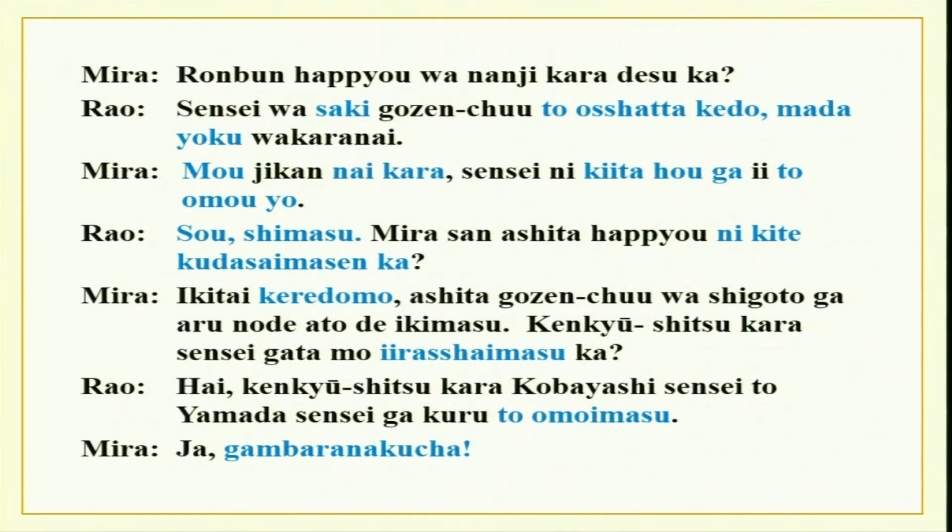So, you just heard the kaiwa, and I am sure you could understand most of it, but there is some grammar that we are going to do today. So, I will read it once to you. Kaiwa wa Mira-san to Rao-san no aida desu. Futari wa ima ronbun happyou no koto ni tsuite hanashite imasu. Ronbun happyou wa nanji kara desu ka? Ronbun is your thesis, happyou is presentation. So, ronbun happyou wa nanji kara desu ka?